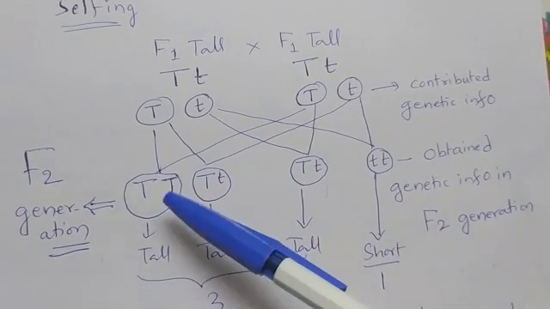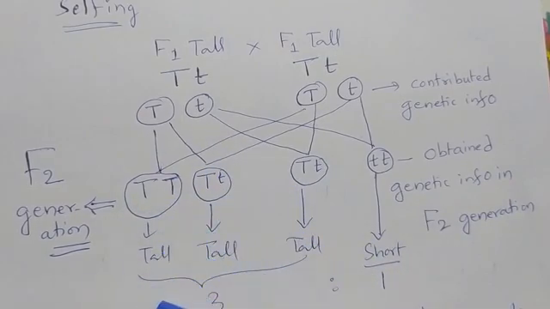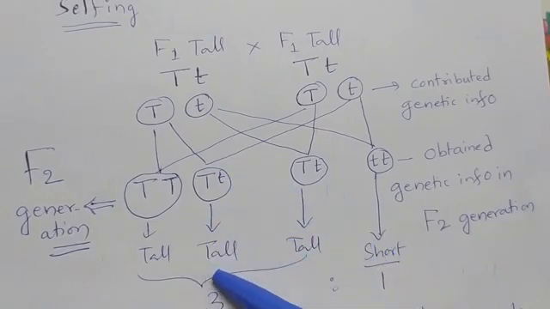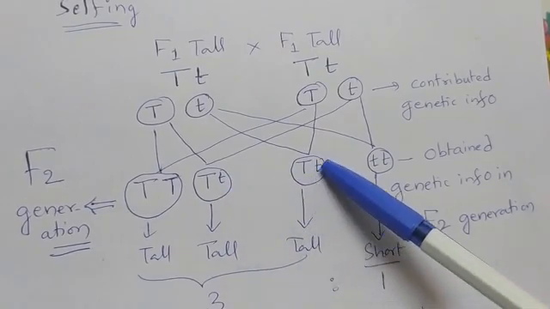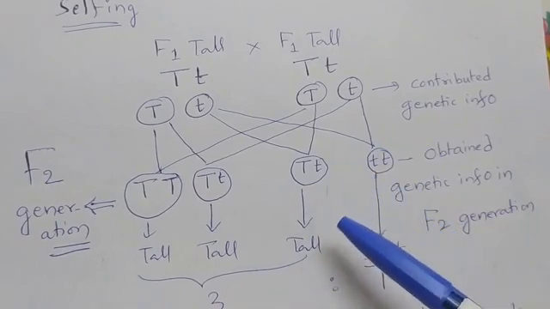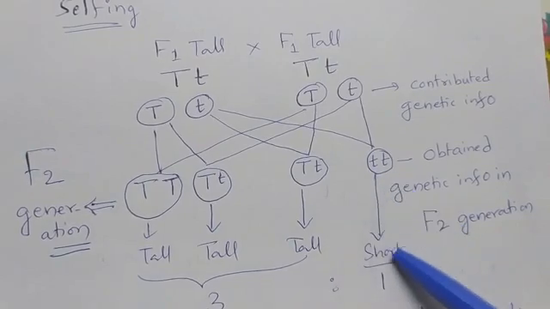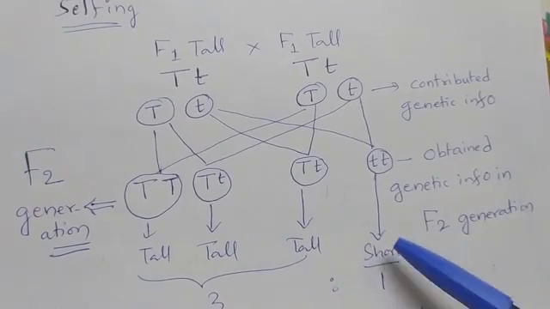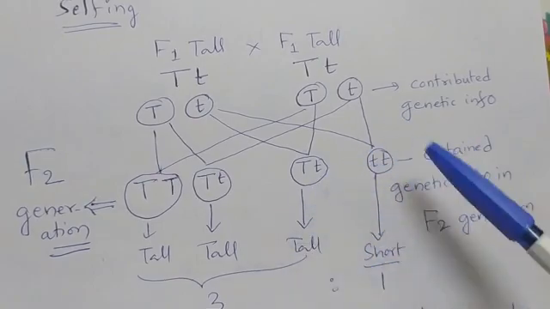So when both are for the tallness trait, tallness is expressed. Capital T, small t, when they are in combination, tallness only is expressed. Why? Capital T is dominant over small t. Same thing here. When small t and small t combination is there, both of you are weak, but still, if two weak persons are together, you are going to express your opinion. So shortness is expressed. Thus, a 3:1 ratio of tall and short plants is obtained in the F2 generation when two F1 tall plants were selfed.